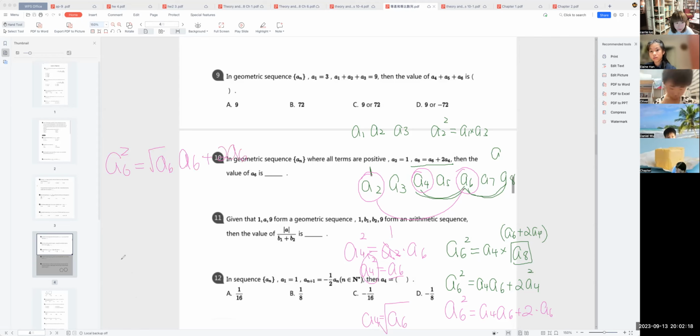Okay, so Oliver, could you please tell me how did you get A6 equals 4? I guessed. Okay, so let's see Oliver's answer. So 4 squared equals 2 times 4 plus 2 times 4. So 16 equals 8 plus 8 equals 16. You're right. Yes.